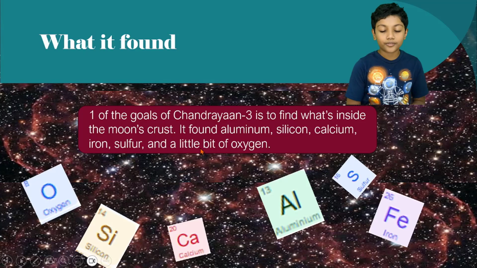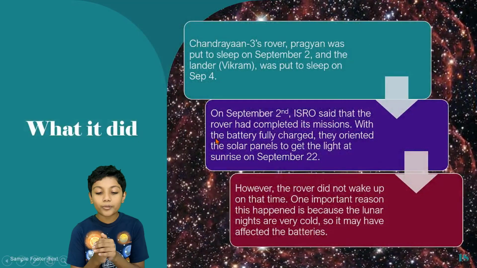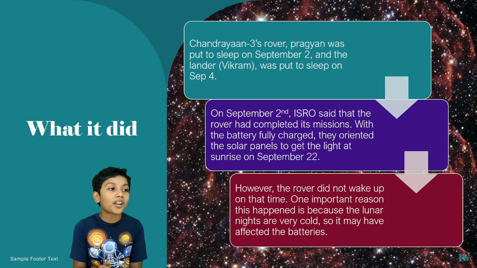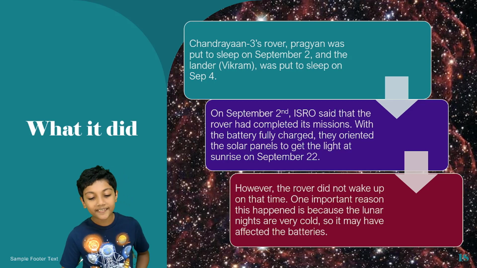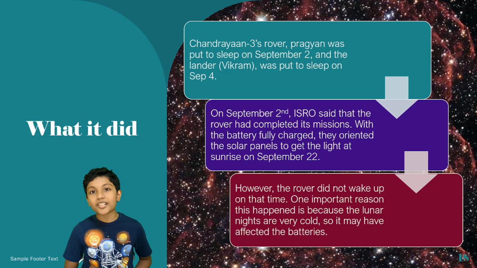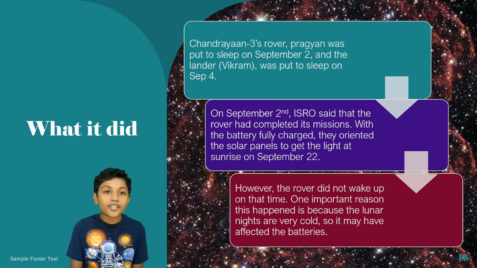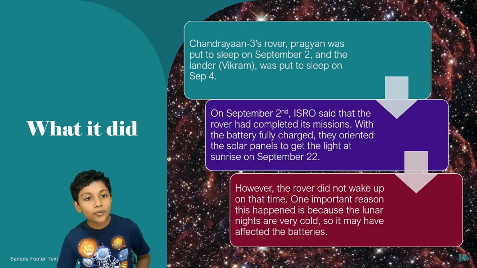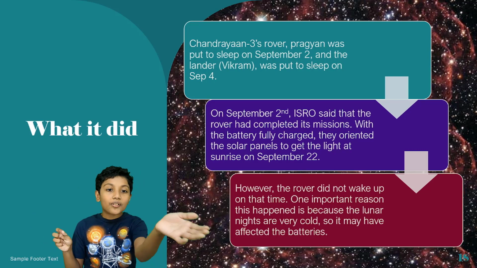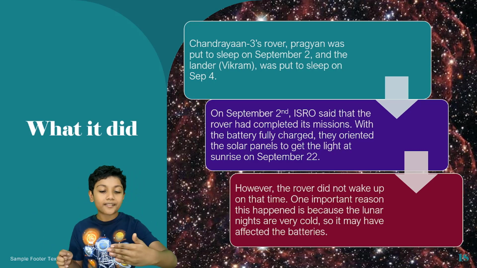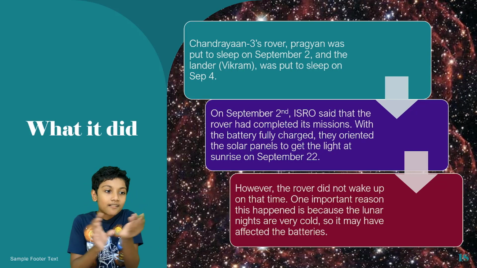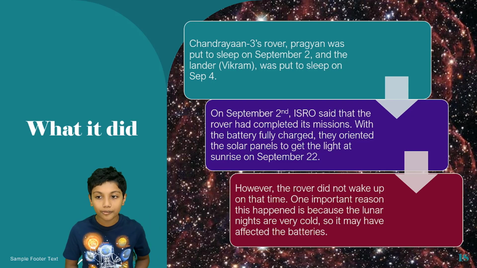Now, what else did it do? So, the rover Pragyan was put to sleep on September 2nd, and the lander was put to sleep on September 4th, that last block on the timeline. And on September 2nd, ISRO officially said that the rover Pragyan had completed all its missions. And since the battery is fully charged, they oriented the solar panels to get the light from the sun. They made it face the sun so that it gets energy, because someday that battery will soon deplete to 0%.